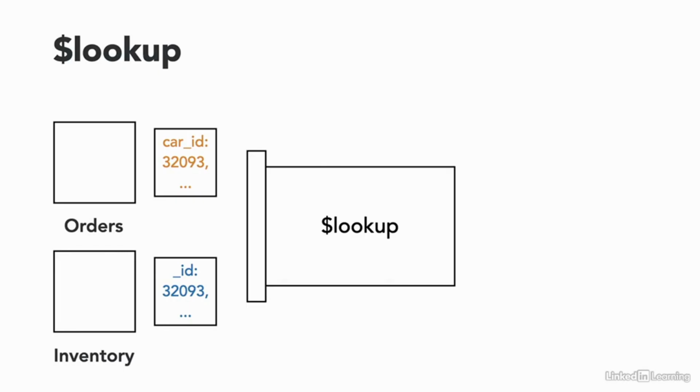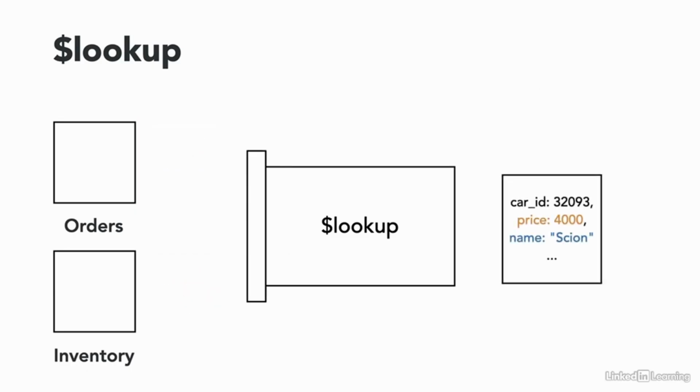The $lookup stage allows you to perform joins, that is, to pull in data from another collection based on a matching field. In this example, we have an order document, which contains a car ID and some other order information. And we have an inventory document, which contains the same car ID and information about the car. The $lookup command allows you to merge information from both documents by matching the car ID field. Of course, this would not only happen for one order document, but for all orders. Let's look at it in code.